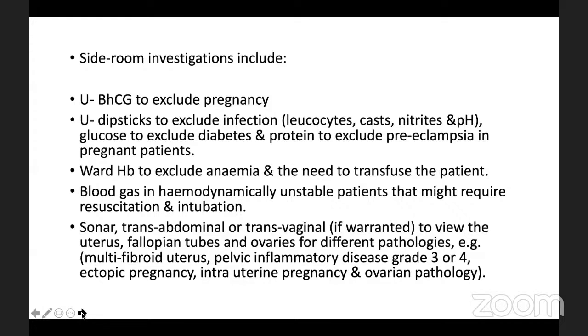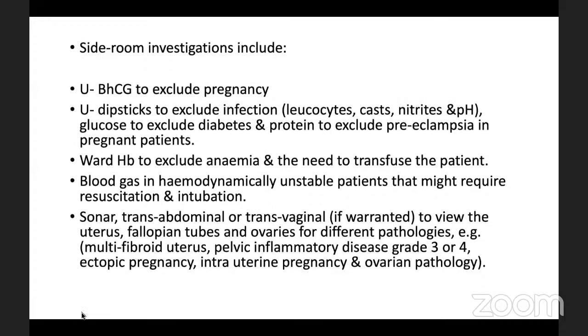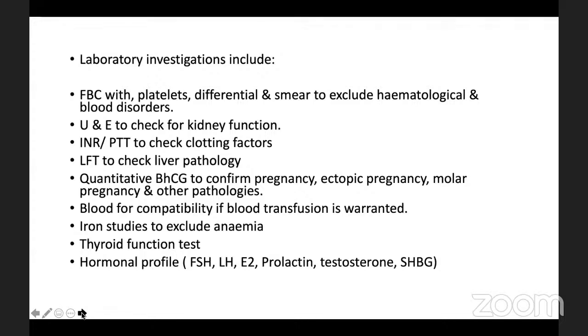So here we're viewing the organs, we're looking at the uterus, the fallopian tubes, ovaries for different pathologies, e.g. your multifibroid uterus, you can see that on sonar. And patients with a pelvic inflammatory disease, grade 3 or 4, with tubo-ovarian complexes, a sonar would also assist to identify that. Ectopic pregnancies, intrauterine pregnancies, of course, and ovarian pathology. We move to the next slide. Lab investigations. Yes, then lab investigations.